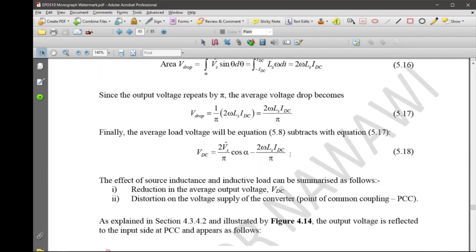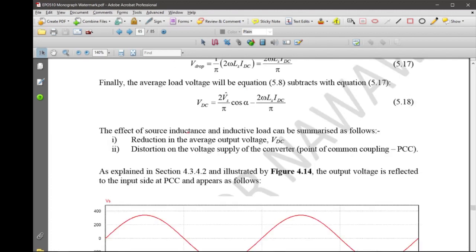And if you take the equation for the version without source inductance, and then simply subtract the voltage drop, you get the total average drop for the case of source inductance. Therefore, when we look at the equation, we see that there is a reduction in the average output voltage VDC. The other thing is, when it comes to source inductors, there must be distortion on the voltage supply of the current of the converter at the point of common coupling.